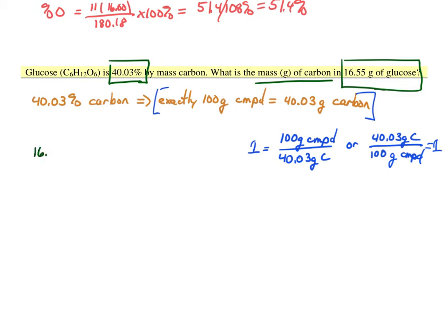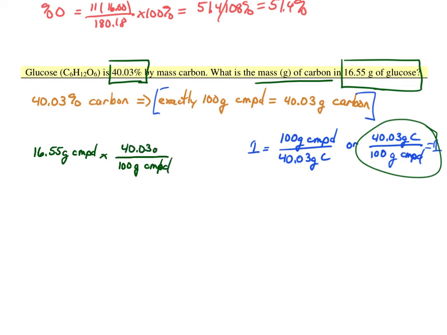Here we start with 16.55 grams of the compound, and we want to use the conversion factor that cancels grams of compound. So 100 grams of the compound is equivalent to 40.03 grams of carbon. And if we do the math, this comes out to be 6.624965 grams. Okay, we have a couple extra sig figs here.